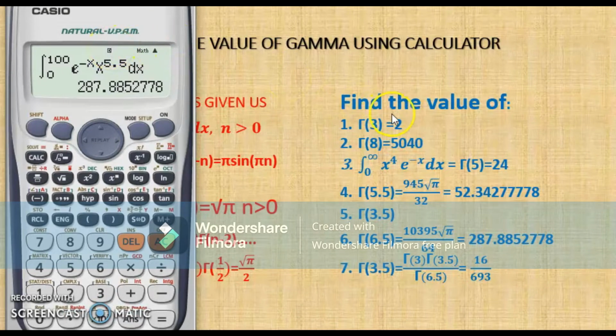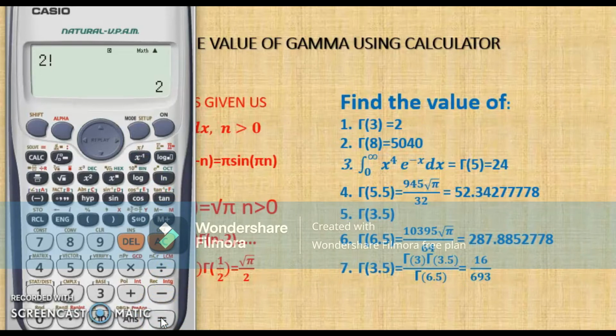Now I want to find the gamma of 3, which we know should be 2 factorial. You have to express 3 as n plus 1. So when I express 3 as n plus 1, it means that n will be 2. So I take 2 factorial. Let me clear my calculator. I'll just take 2, shift, then x to the power negative 1, and I get my factorial. Hit your equal sign, and the answer is 2.